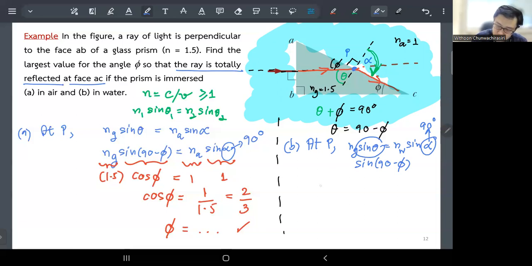So what you have here is the cosine of phi in this second case is going to be n_W, which is water, divided by n glass. For water, you look it up in the table, it's about 1.33 approximately, and glass is 1.5. And then you can figure out the theta in this particular case. You're done.